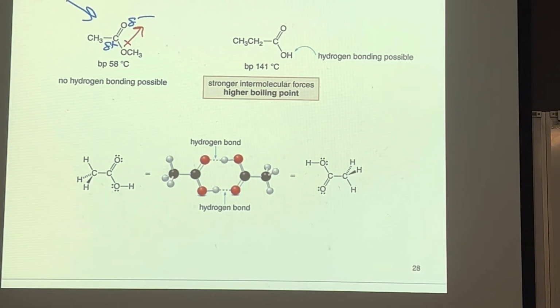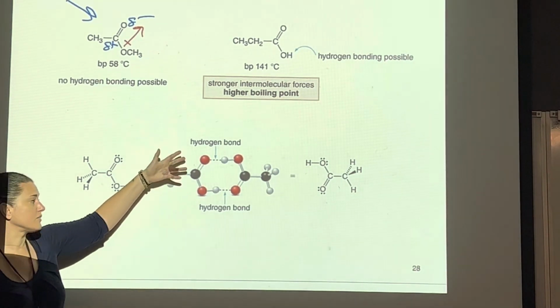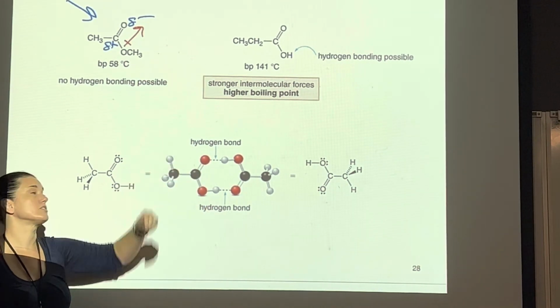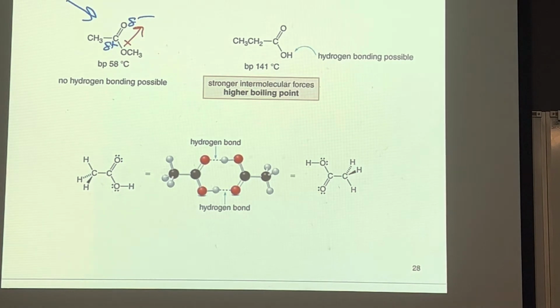So again, with the dimer for the carboxylic acid, in case you didn't like my picture from before, our carboxylic acids can form dimers, which means they've got two points of hydrogen bonding, which again causes that very large boiling point.